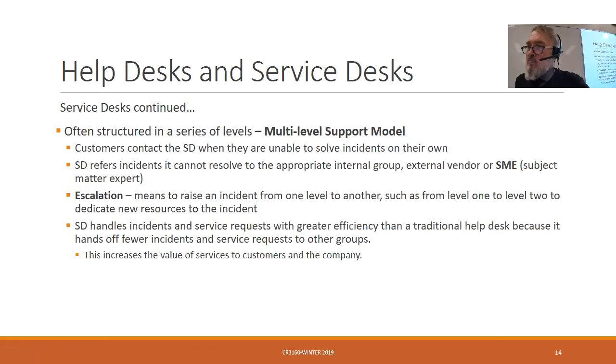Okay, so they both have this concept of multi-level support, which I've already alluded to, which is level 1, level 2, level 3. We try to solve as many of the issues that come up at level 1 as possible. And to do that, you need to have highly skilled people at the service desk. But there are going to be some issues that can't be solved at that level, and so they will be escalated to level 2, where we have subject matter experts, engineers that focus on particular types of problems.